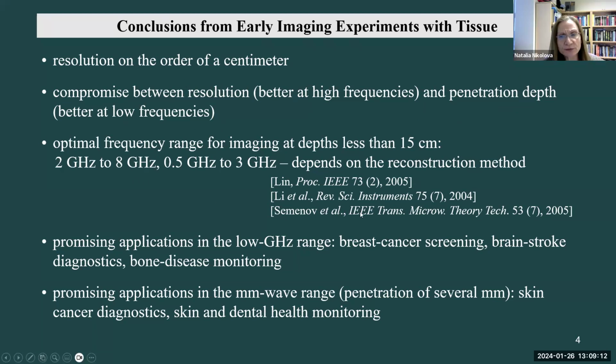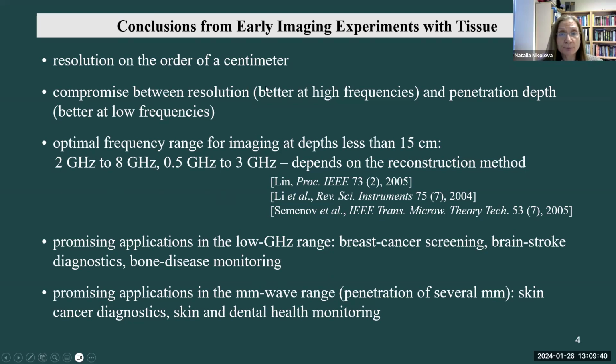And so a lot of research was done on the optimal frequency range for imaging that requires depths on the order of 10 to 15 centimeters. For such penetration depths or image depths, it was recommended to use definitely the low gigahertz range, and which exactly range to choose depends on the reconstruction method.